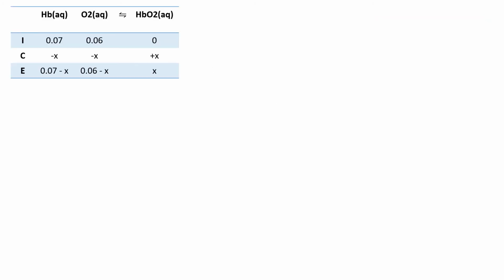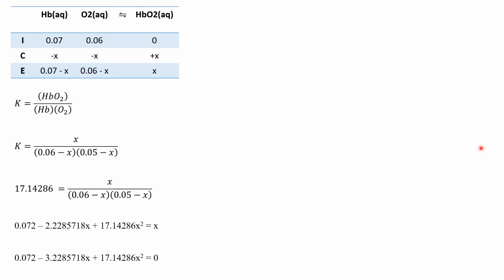So now we can lay out an ICE table. And I invite you to now set up the K formula for this equation using the values from our ICE table. We can see that when we lay out our equation, we input our values, we input the value of our K, and then we solve so that everything is equal to 0.